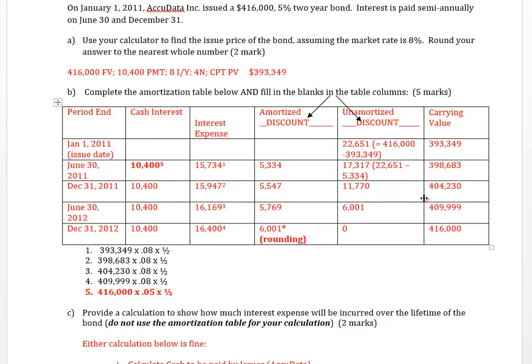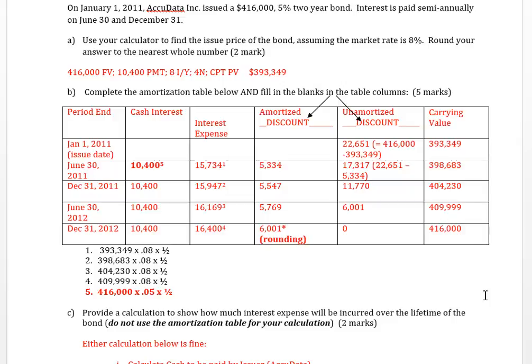We would recalculate the interest expense for the second 6-month period, which went from July the 1st, 2011 to December 31st, 2011. And that's going to be $15,947. How do I know that? Take the carrying value of the bond to open the 6-month period, which is $398,683. Multiply it by the market rate, because we're calculating interest expense, which is based on market, times a half because the bond is paying interest semi-annually, and we're going to get $15,947. Notice the interest expense here in the second 6-month period is greater than it was in the first 6-month period. Why? Because the carrying value of the bond that you're using to calculate the interest expense is getting bigger.